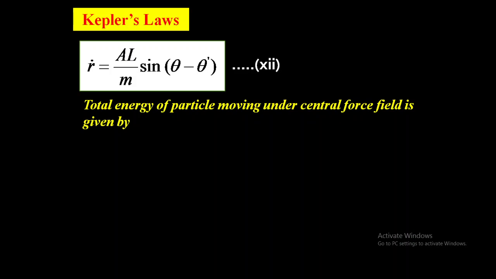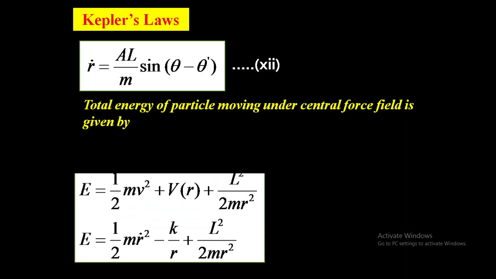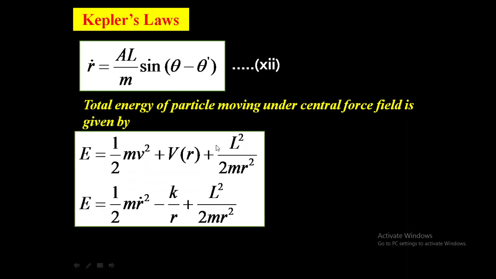So the total energy of a particle moving in a central force field, we know that E is equal to kinetic energy plus potential energy. So E is equal to half mv square plus V(r) plus L square upon 2m r square. Now velocity is the rate of change of position vector, so in place of v I can write r dot, so it becomes half m r dot square.